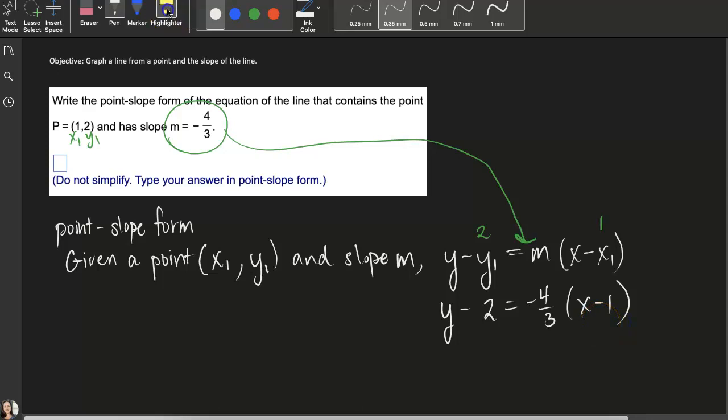Now, notice one more thing. It says here at the bottom, sometimes you see these instructions. It may be about rounding. It may be about the way your answer has to be put into the answer box, like what type of answer. So we see a couple of things here. First of all, do not simplify. In other words, don't multiply anything out. Don't add anything together. You're going to leave it in this form. Type your answer in the point-slope form. So you want it to look just like this when you type it into the answer box, and you'll have that correct.